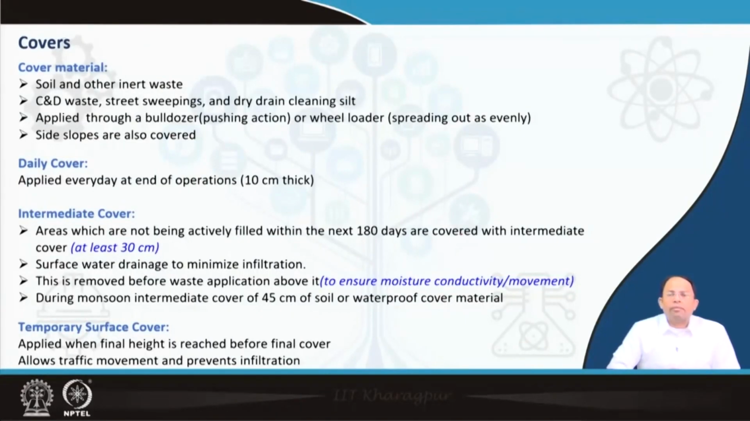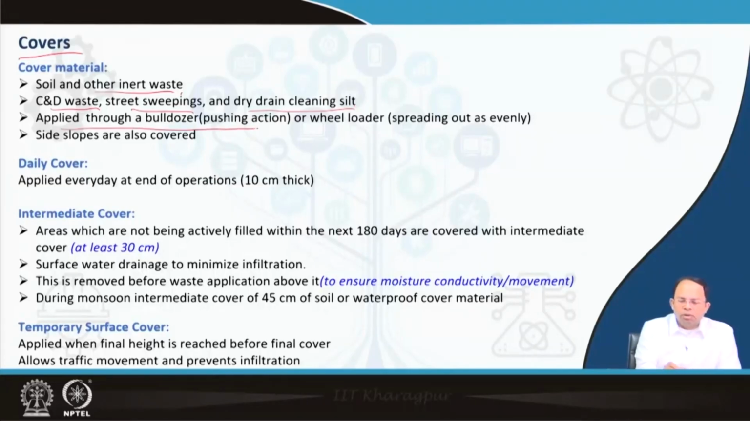Then comes, we have talked about liners, which are at the bottom, but we also give sort of liners at the top, which we also know as covers, right? So we will call them covers. Cover material could be either soil or other inert waste. It could be C&D waste, street sweeping waste, or dry drain cleaning silt. This could be used as the top cover material.